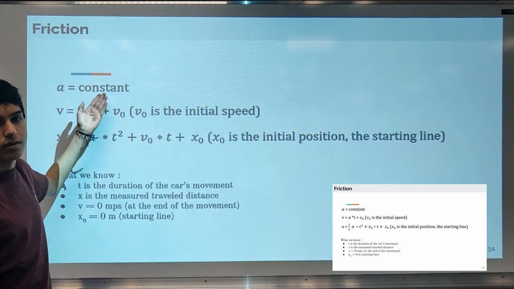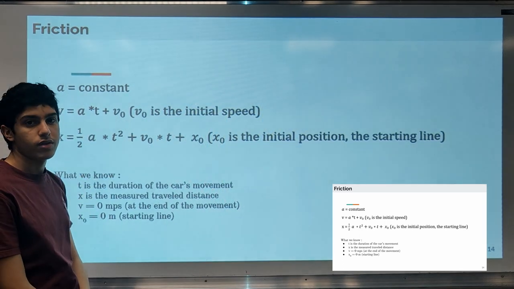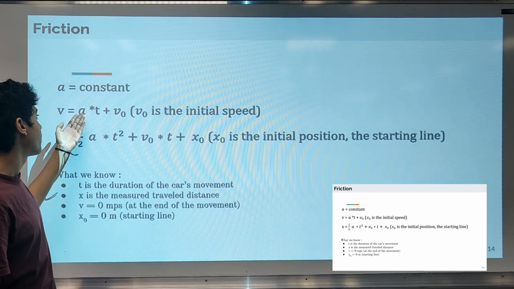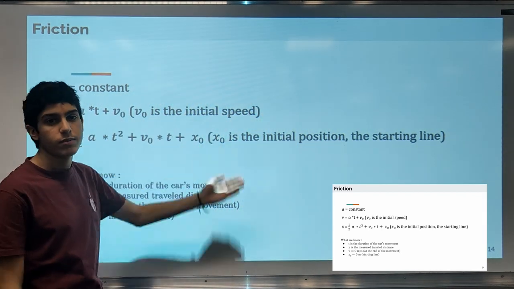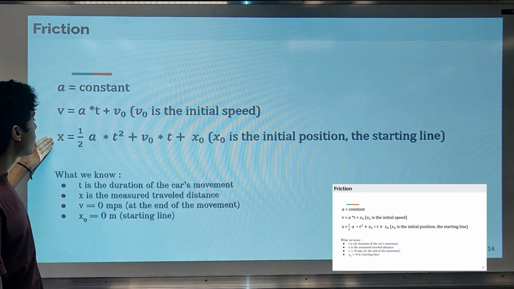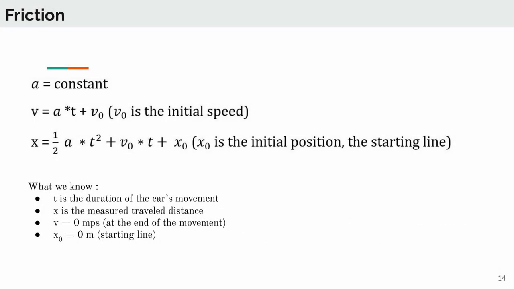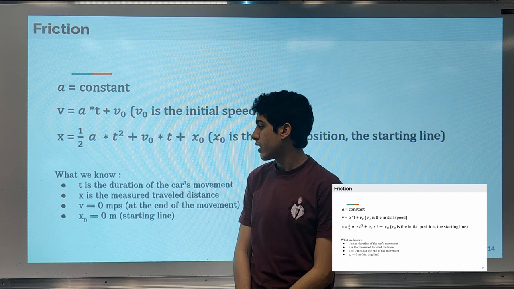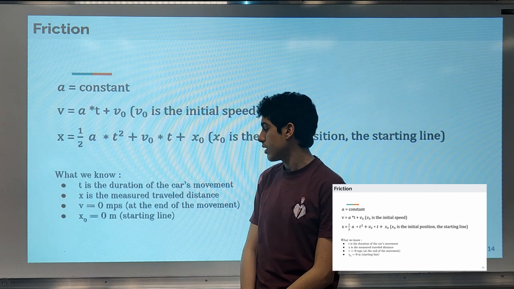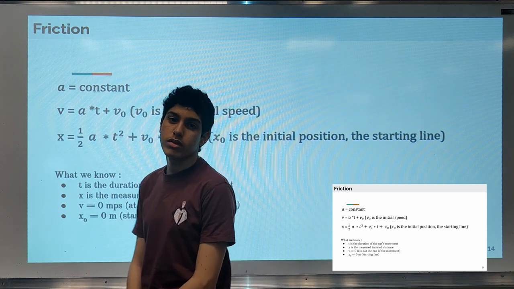Using the time and distance we got from our experiment, we can determine three differential equations. The acceleration is a constant. The speed is the antiderivative of the acceleration. It's a times t plus v0, which is the initial speed. And the antiderivative of the speed is the position x. What we know is that t is the duration of the car's movement, x is the measured travel distance, v equals 0 m/s at the end of the movement, and x0 equals 0 meters, the starting line.